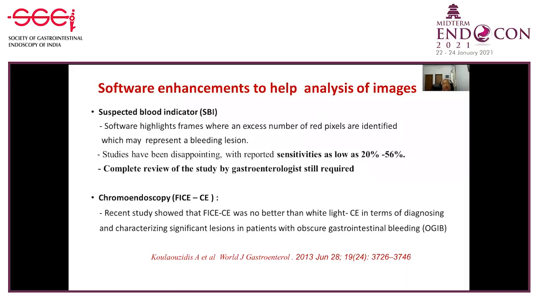Yes, there have been some enhancements. The first one that came into the market was the suspected blood indicator. The software highlights frames where there is an excess of red pixels, which may represent a bleeding lesion. But studies have been disappointing, with sensitivities as low as 20 to 25%. With such low sensitivities, it is necessary to completely review the study before giving a report. However, the suspected blood indicator software may be complementary to a complete study.